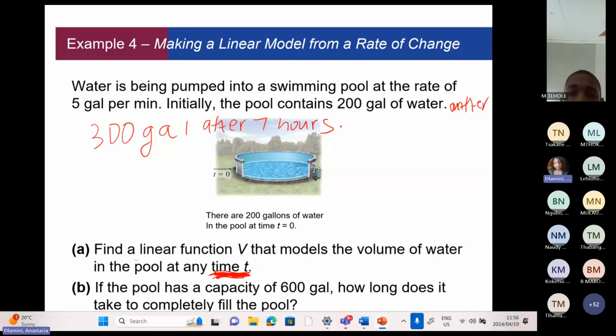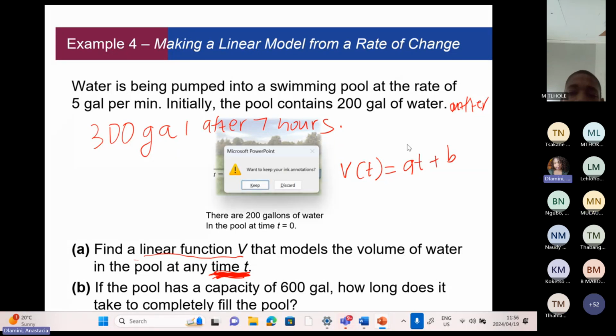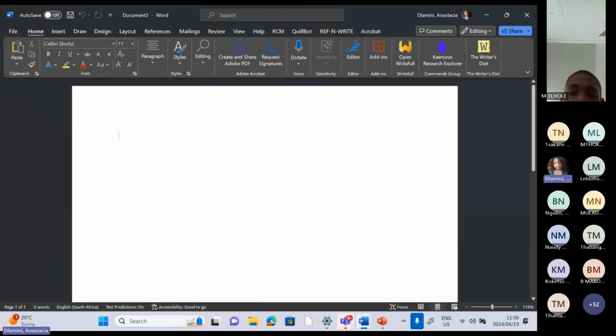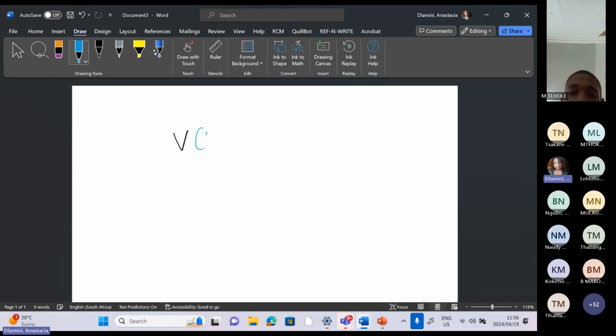Because of time, that's why we are forced to use t. So then I know that this is a linear function. It means that I have to have v of t equals a of t plus b. Let's not answer questions, guys, because if we answer questions, we'll be confusing ourselves. This is how I want you to start thinking. I have v of t equals a times t plus b.